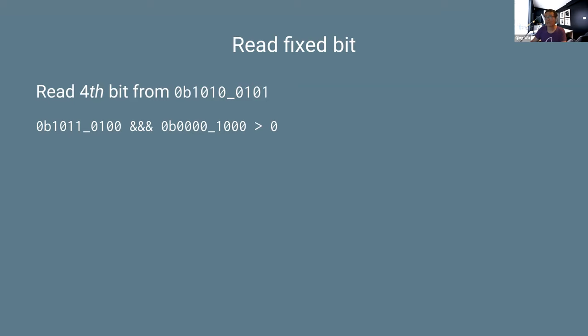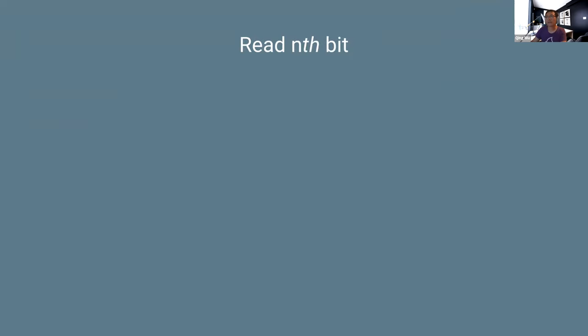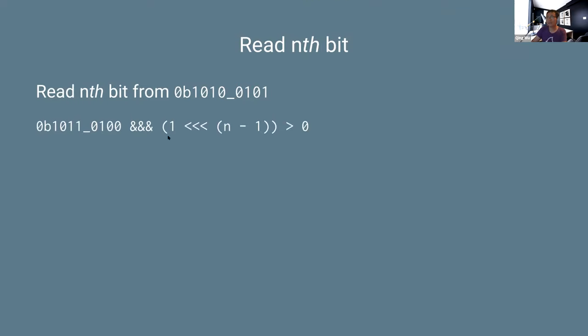So that's how we read a fixed bit. Then we can read an arbitrary bit as well. How we do that is by creating a bit mask again, which looks like this, shift to the left by n minus one, and then perform a bitwise AND with the original number, and then we compare it with zero. If it's more than zero, then the nth bit is one, otherwise it's zero.